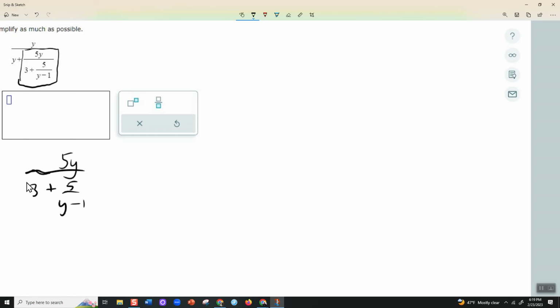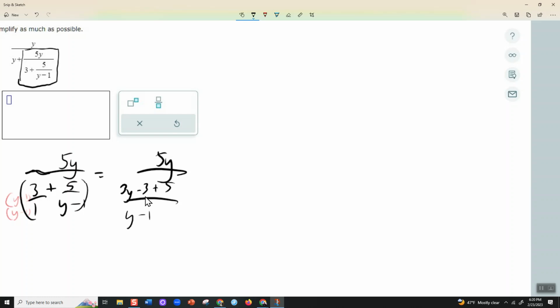First thing I want to do is look at this denominator here. I don't have a common denominator, so I need to multiply this by, this is basically over 1. So I have to multiply it by y minus 1 over y minus 1. And I get myself this 5y over 3 times y is 3y. 3 times negative 1 is negative 3 plus 5 all over y minus 1.